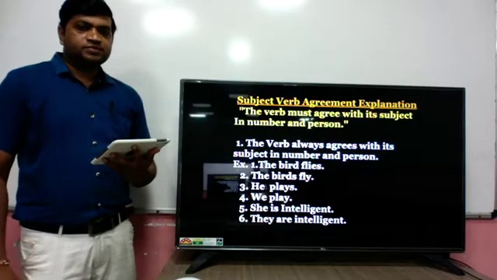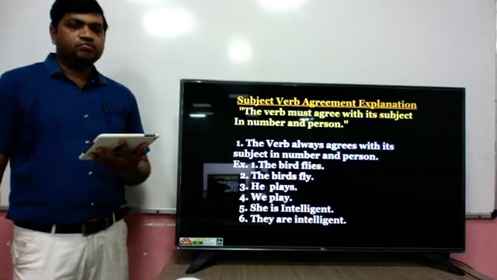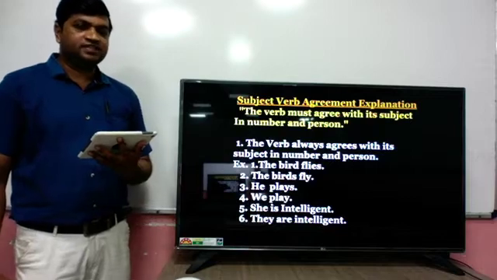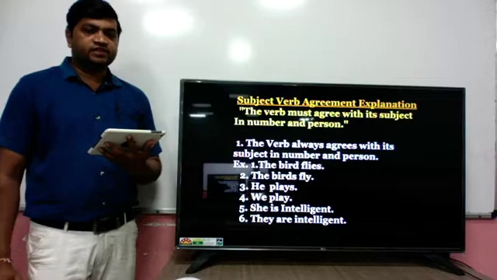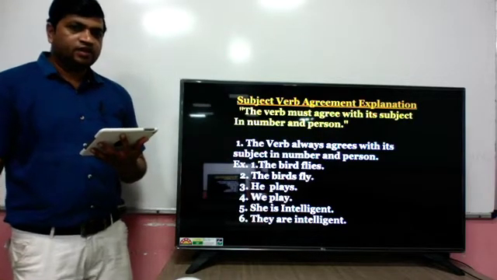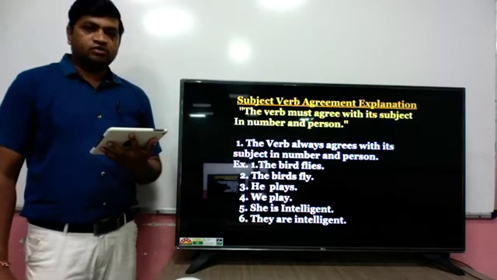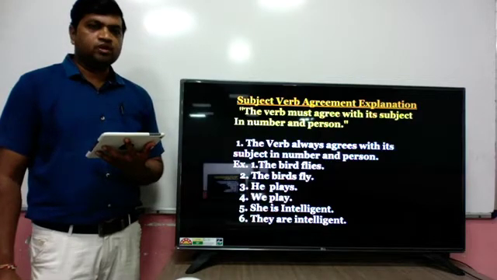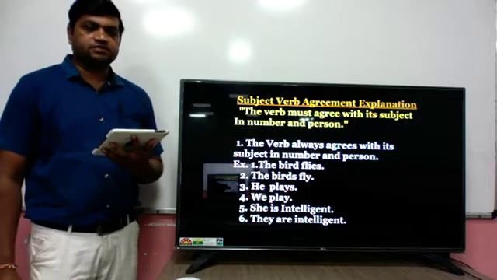So, subject-verb agreement means the verb must agree with its subject in number and person. Whatever verb we are using, it must agree with its subject's number and person. As we know, the subject can be a noun. A noun may be singular or plural, and person may be first person, second person or third person.